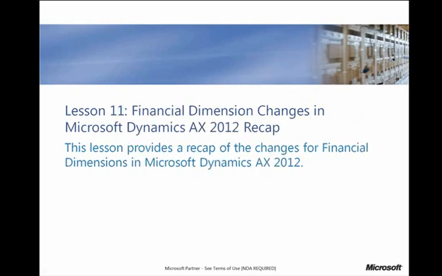So lesson 11, now that we're familiar with the financial dimension changes in AX 2012, let's step back and walk through what we covered in lessons 1 through 10 and give a recap of what we know about financial dimensions in AX 2012 and how that differs from the financial dimension framework we're used to in AX 2009. Some key areas: the framework for financial dimensions is significantly changed in AX 2012 to align mainly with the changes for the organizational model. So our financial dimension framework is more closely aligned with our org model framework in AX 2012.